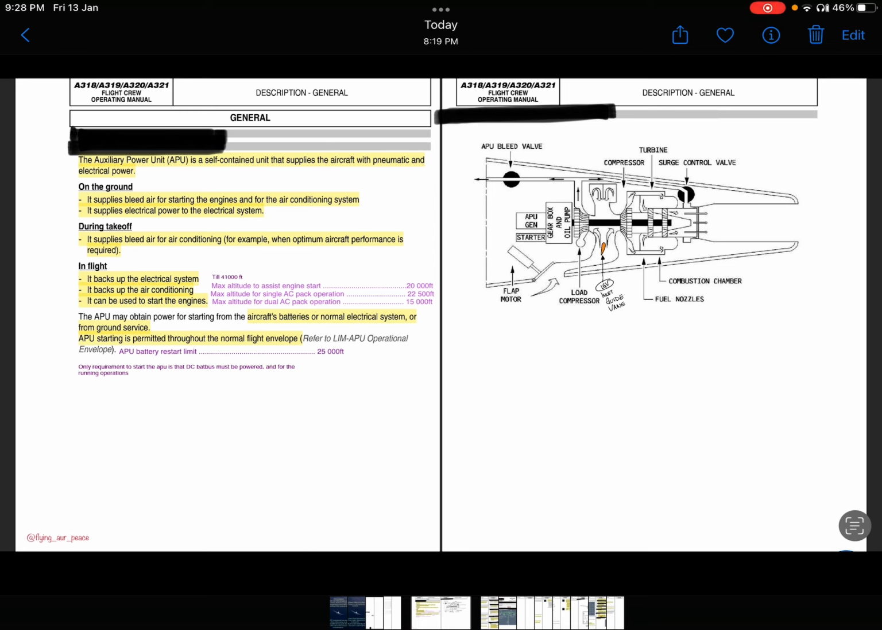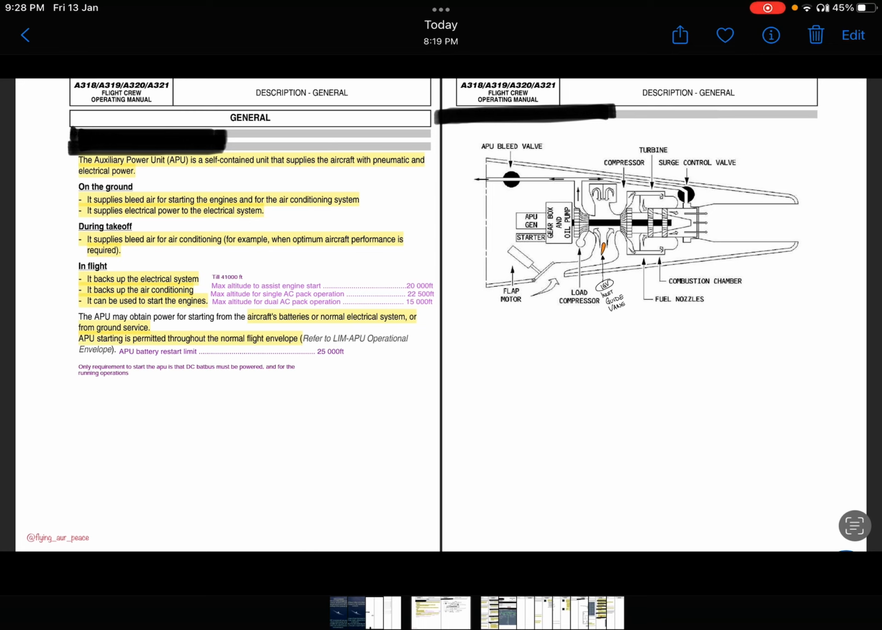What does APU do in flight? It backs up the electrical system. We have two main generators, but it backs up the electrical system in case of any emergency. It backs up the air conditioning system. We have our AC packs connected to both engines separately, but it backs up the air conditioning and electrical, and it can be used to start the engines.